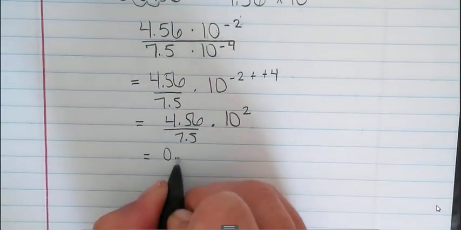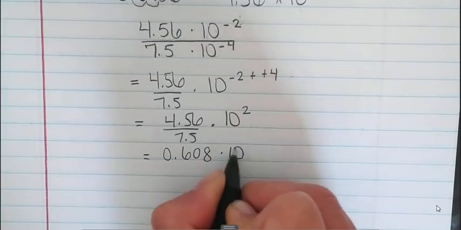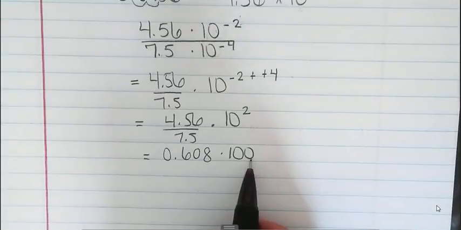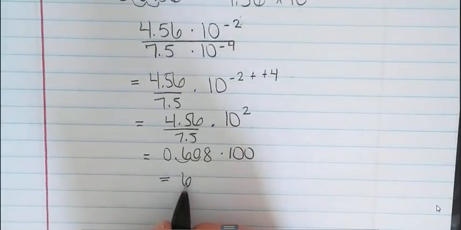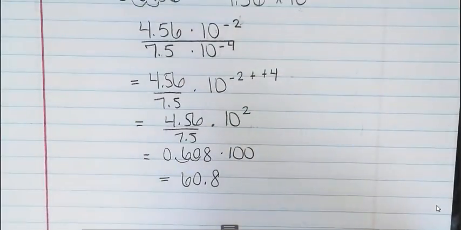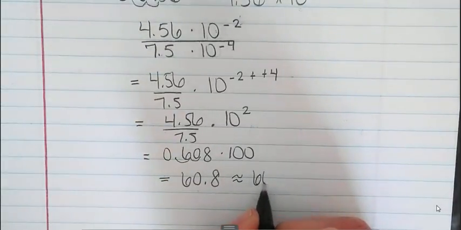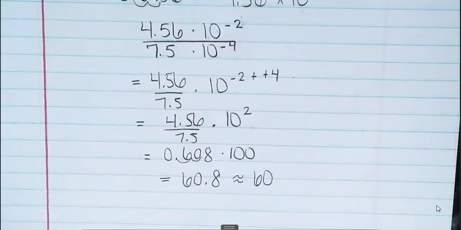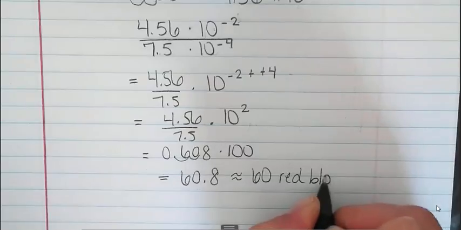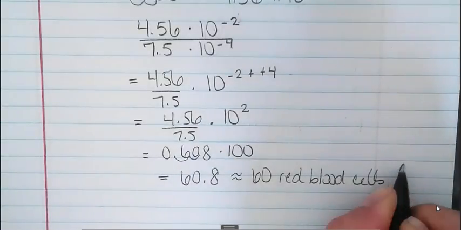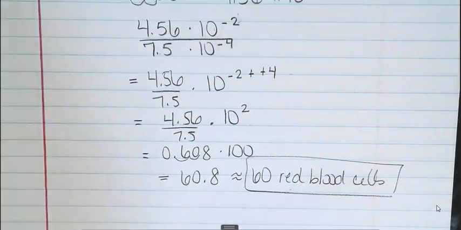That gives .608, times 100. Multiplying by 2 zeros means I basically move my decimal 2 places over. So this is really going to be about 60.8, or why don't we round down so that we can say approximately 60 red blood cells. So approximately 60 red blood cells will fit the diameter of that artery.